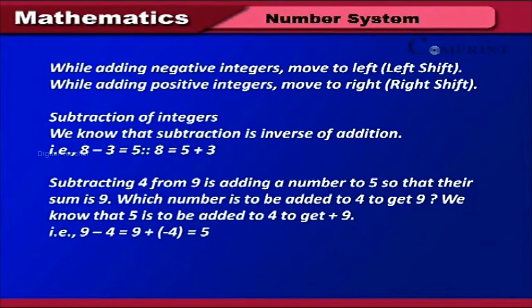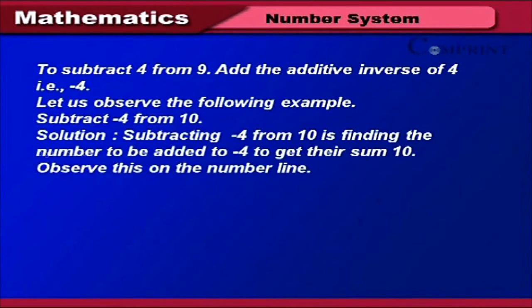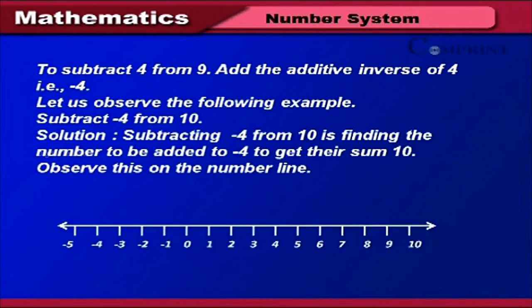Subtraction of integers. We know that subtraction is inverse to addition. If 8 minus 3 is equal to 5, it implies 8 is equal to 5 plus 3. Subtracting 4 from 9 is finding a number to add to 4 so that the sum is 9. Which number is to be added to 4 to get 9? We know that 5 is to be added to 4 to get 9. So 9 minus 4 is equal to 9 plus minus 4, which is equal to 5. To subtract 4 from 9, we add the additive inverse of 4, that is minus 4.